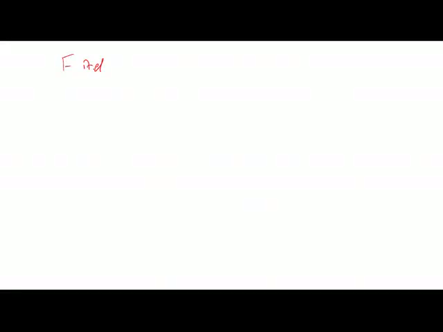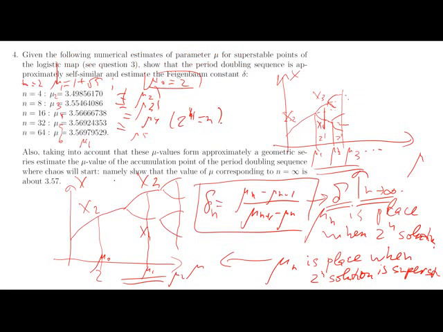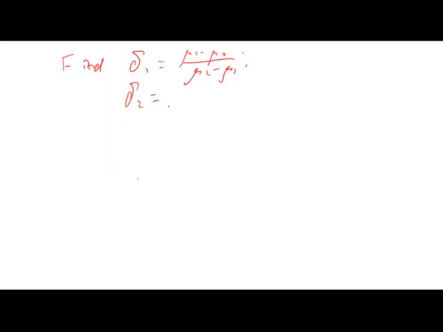Just find delta 1, which is mu1 minus mu0 over mu2 minus mu1. Then find delta 2, also using a similar formula. And you can find up to, I don't remember, delta 5, I think. For delta 5, you have everything. For delta 6, you don't. Then you can see that these deltas are pretty much close to each other, and they eventually converge into something.